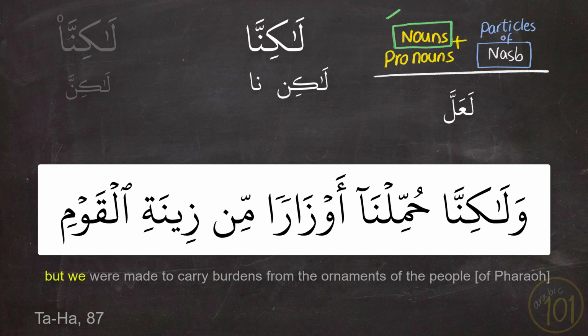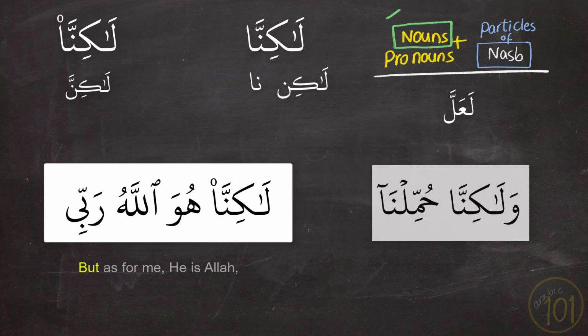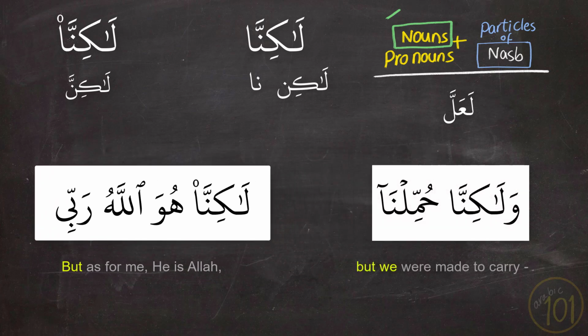وَلَكِنَّا حُمِّلْنَا أَوْزَارًا مِّن زِينَةِ الْقَوْمِ. لَكِنَّ هُوَ اللَّهُ رَبِّي. So that first one means but we.